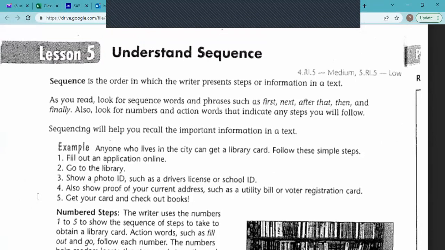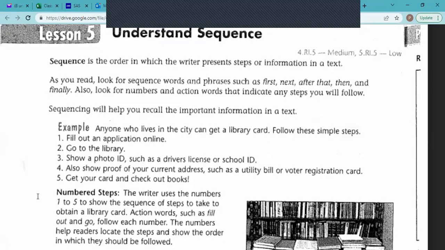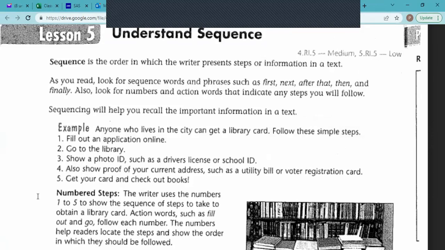All right, so look for sequence words and phrases such as first, next, after that, then, and finally. Also look for numbers and action words that indicate any steps that will follow. Sequencing will help you recall the important information in a text. So for example, anyone who lives in the city can get a library card. So follow these simple steps.